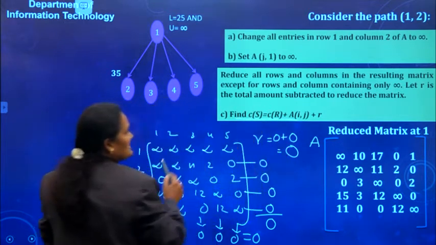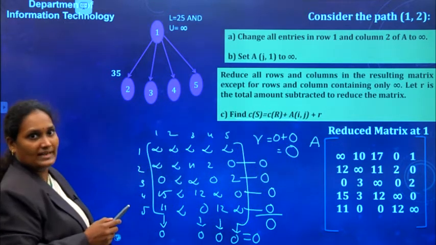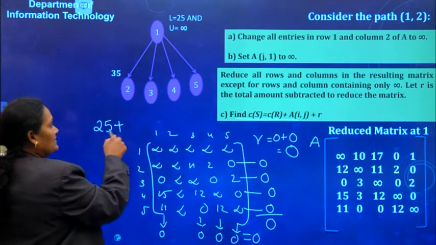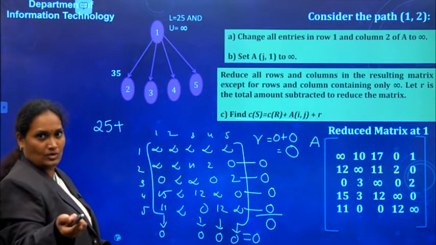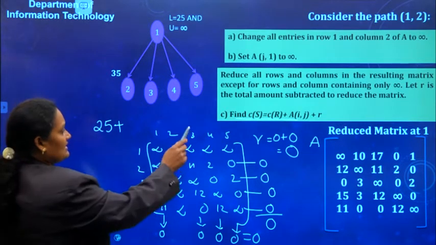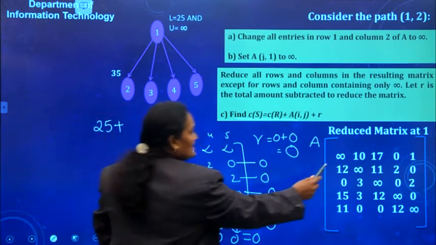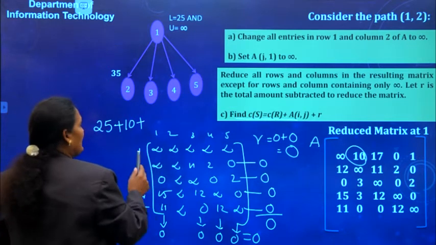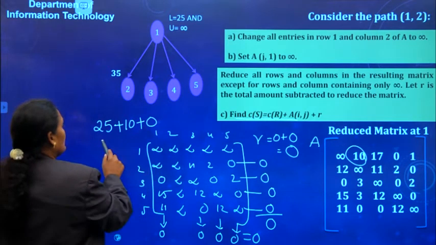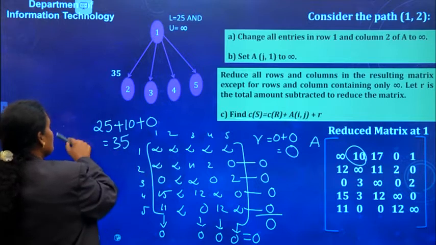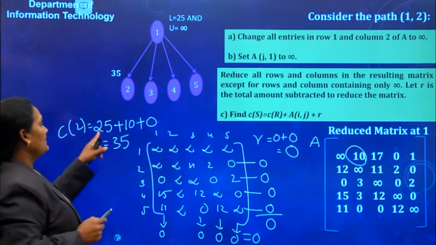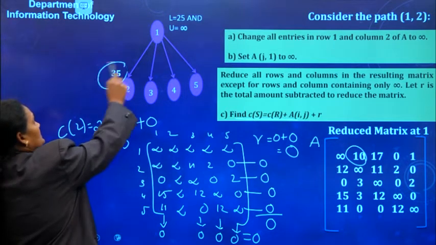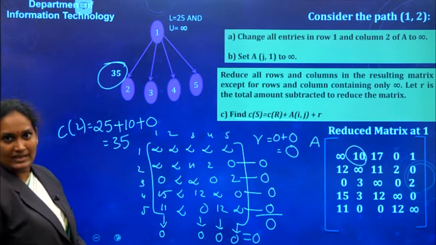Now how do we find the cost of S, that is the cost of 2? Cost of S is the cost at node R, which is its lower bound, 25, plus the cost of ij, that is the cost of 1, 2, which is 10, plus the R value, that is the reduction value 0. Now the cost of 2 is 25 plus 10 plus 0, which is nothing but 35. So I found the cost of 2 as 35.